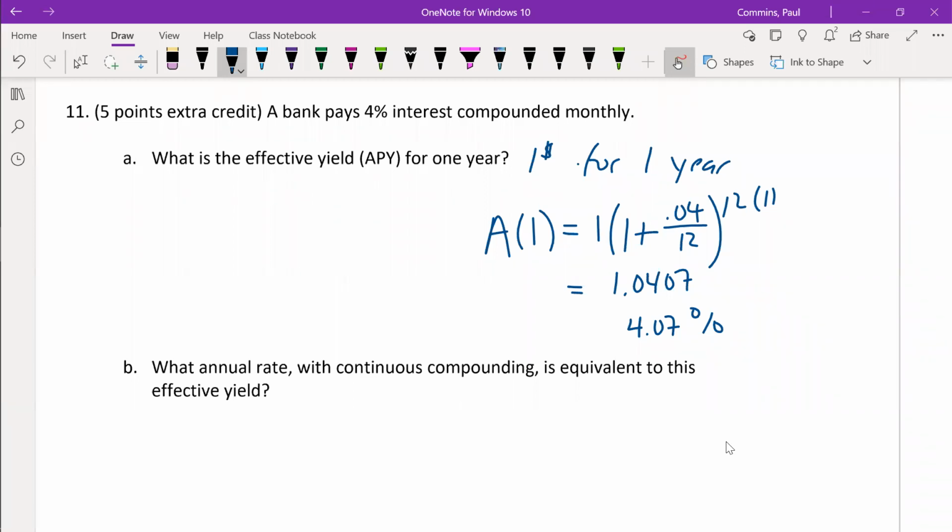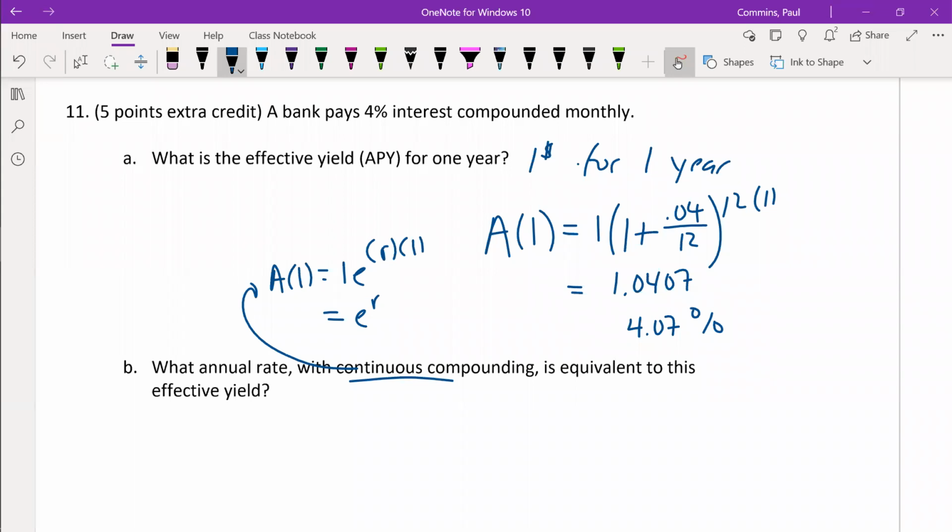With continuous compounding, I'll do it up here, I have more room. Continuous compounding says the value of $1 in a year is $1 times e to the r times 1, right? Continuous compounding is A0 times e to the rt. Well, t in this case is 1 year, and A0 is $1. So this just simplifies to e to the r. E to the r tells you what $1 looks like in 1 year with the annual interest rate of r.